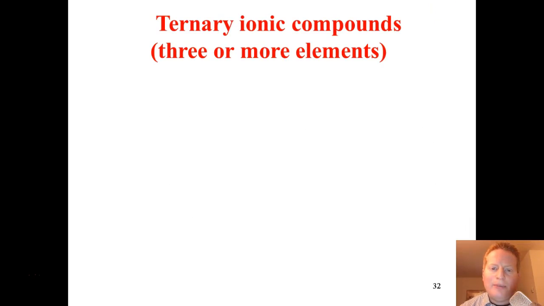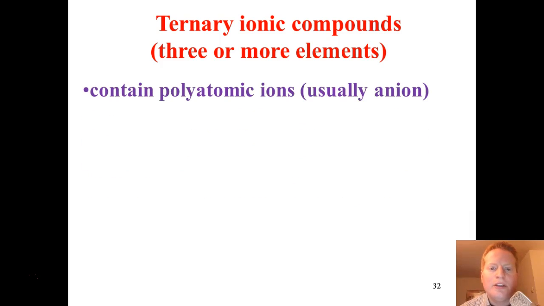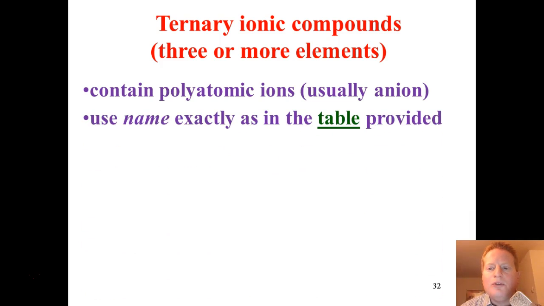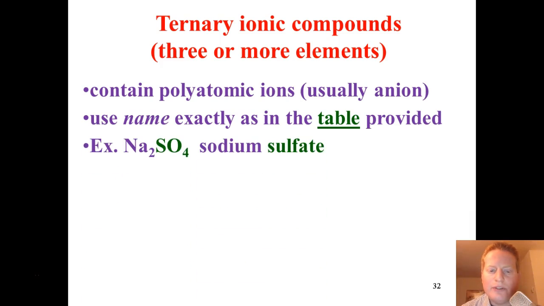So the types of compounds we're now going to be working on are called ternary. And they're called ternary because they have 3 or more elements in them, unlike binary, which just has 2 types of elements. So they contain these polyatomic ions, and usually it's an anion. It's usually a negatively charged ion for the polyatomics. You use the name just like in the table provided. And so for example, Na2SO4 is called sodium sulfate because we got that off the list. SO4 is the ion sulfate.